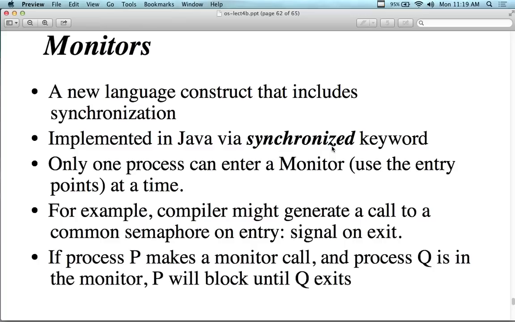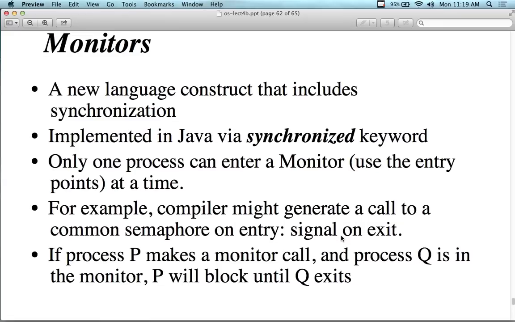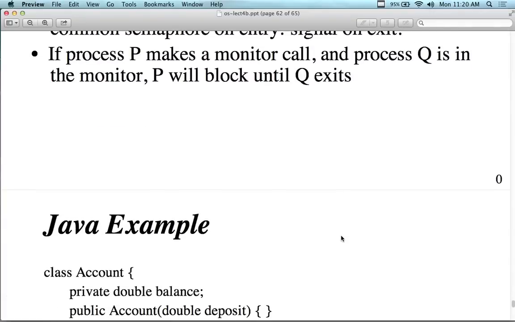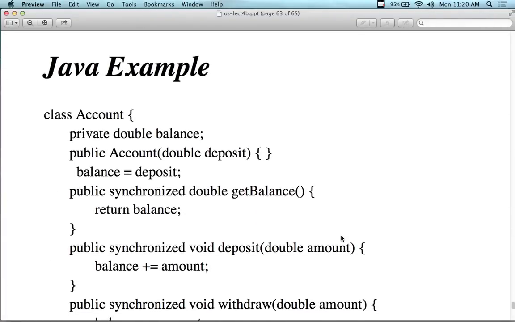Or kind of opposite. For example, a compiler might generate a call to a common semaphore on entry, signal, and exit, so only one at a time is going to run, essentially. If process P makes a monitor call and process Q is in the monitor, then P will block until Q exits. Serial processing.